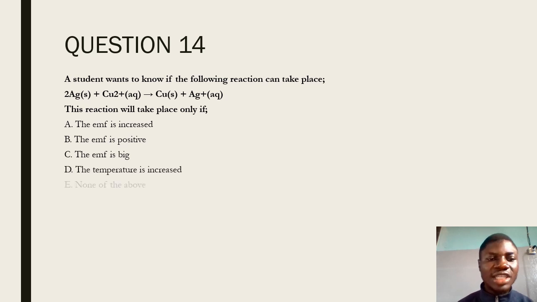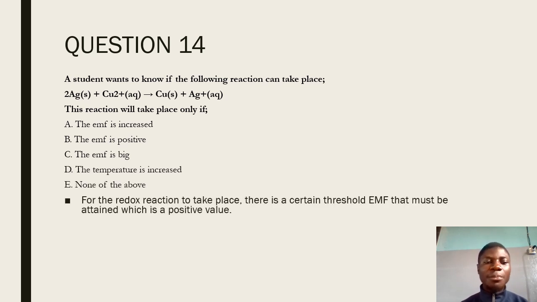For the reaction to take place, the EMF must be positive. Therefore, for a redox reaction to take place, there is a certain threshold EMF that must be attained. It therefore implies that the EMF being increased does not necessarily mean that the EMF is going to be positive. Therefore, for the reaction to take place, the EMF must be positive, and the answer is B.